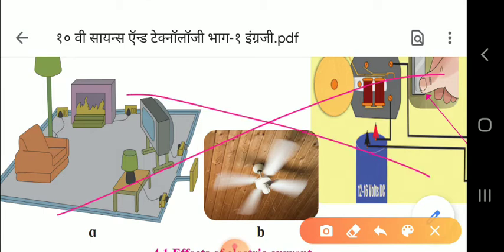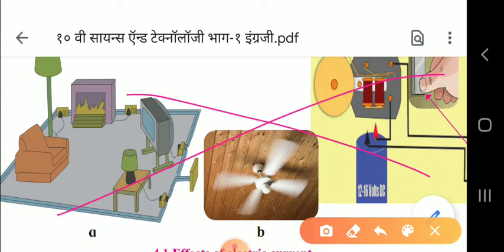So students, let us see here that we all know that an atom is made up of electron, proton and neutron. Whatever charges there are, they are classified as negative charge and positive charge. An object becomes positively or negatively charged due to the transfer of negatively charged particles from one object to another object.